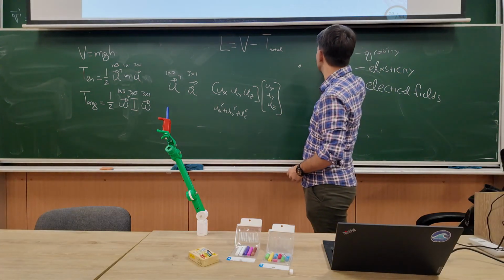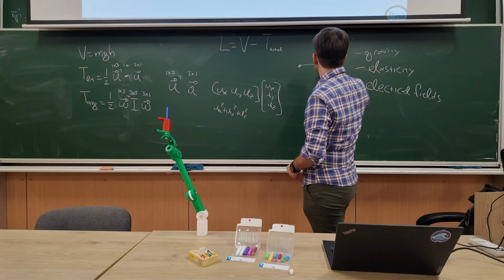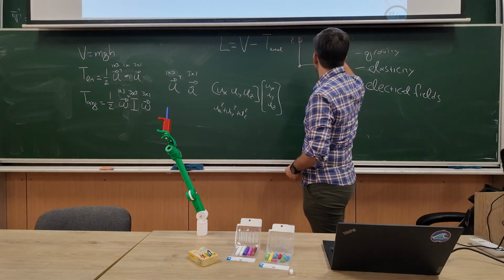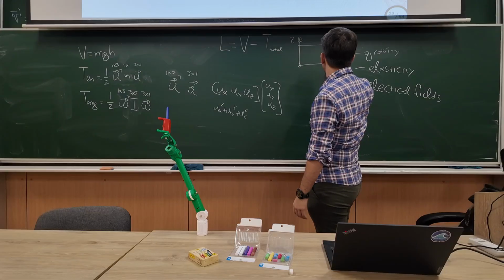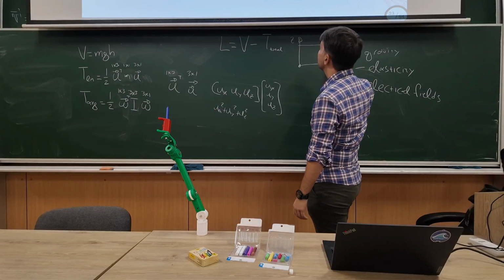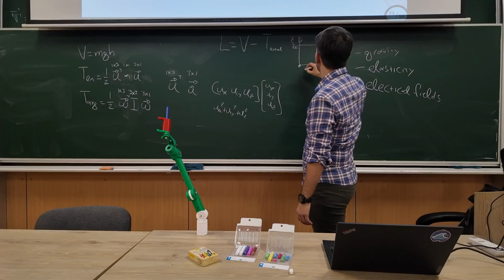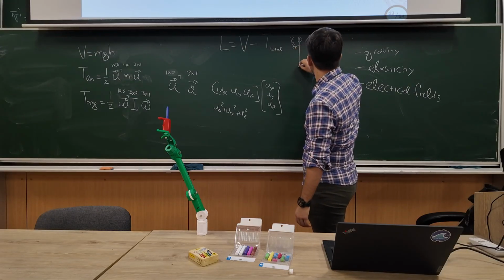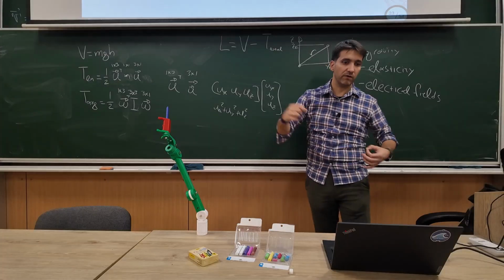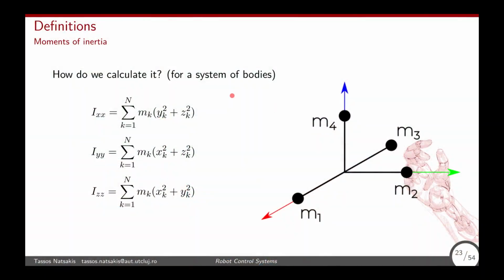So if this is the axis of rotation and I have a mass here, and this is y and this is z, this will have some coordinates: yk, zk. If I take the square plus the square, I will have basically this distance, right, the radius. So the moment of inertia will be the sum of all the masses times their distance from the axis of rotation, right? For x, this will be the same for y, and z, and so on.